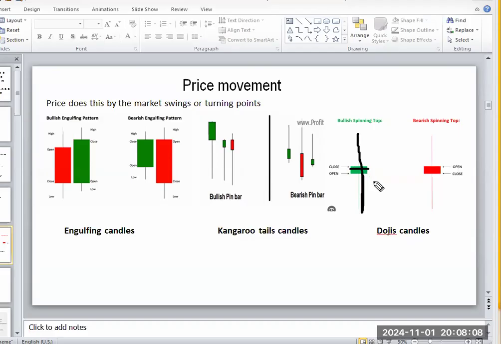So it's an indecision candle. The market is trying to decide: should we go further up, or should we just stop and reverse, or whatever we want to do? All right, so it's an indecision candle.